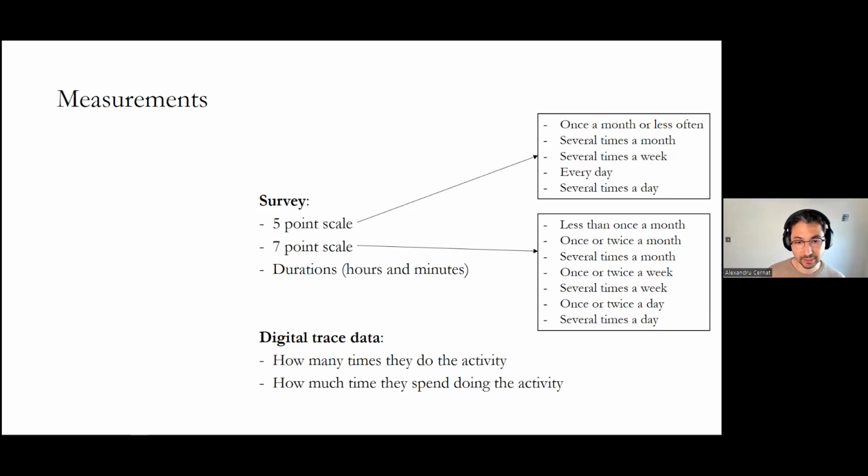From the digital trace data, we looked at how much they did those 5 activities on their phone. And we coded in 2 different ways. One is how many times they did the activity, and the other one is how much time they spent doing the activity. So we also have 2 different ways from the digital trace data to measure those topics.